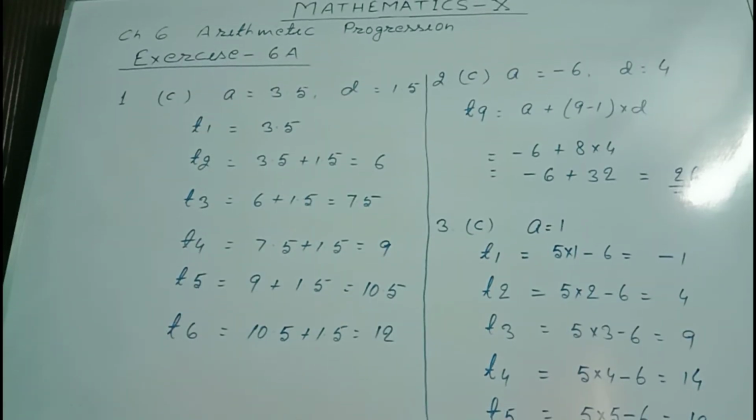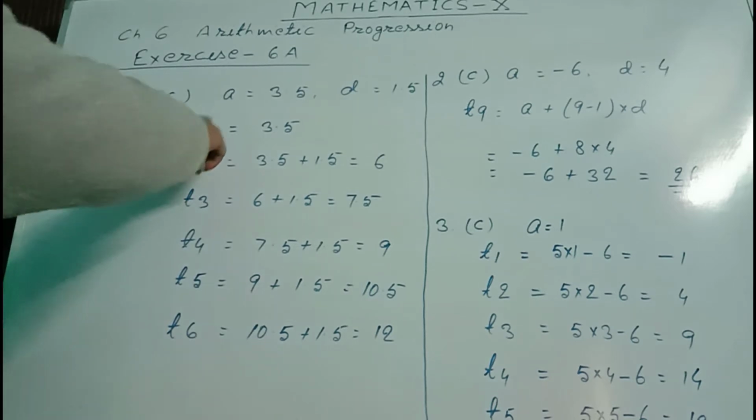Let us start exercise 6a. In question number 1, write the first 6 terms of an AP in which 1c, a is 3.5 and d is 1.5. A is the first term, d is the common difference. We are asked to find out the first 6 terms.